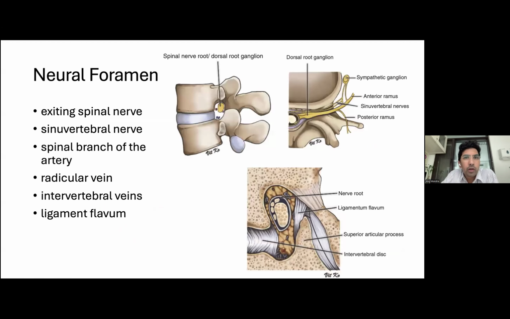And the neural foramen has a lot of microvasculature along with the exiting nerve root, and this microvasculature can lead to epidural bleed. So there can be a radicular vein, there can be intervertebral veins. Along with that, the neural foramen also has the ligamentum flavum, which serves as a guide during transforaminal endoscopy.